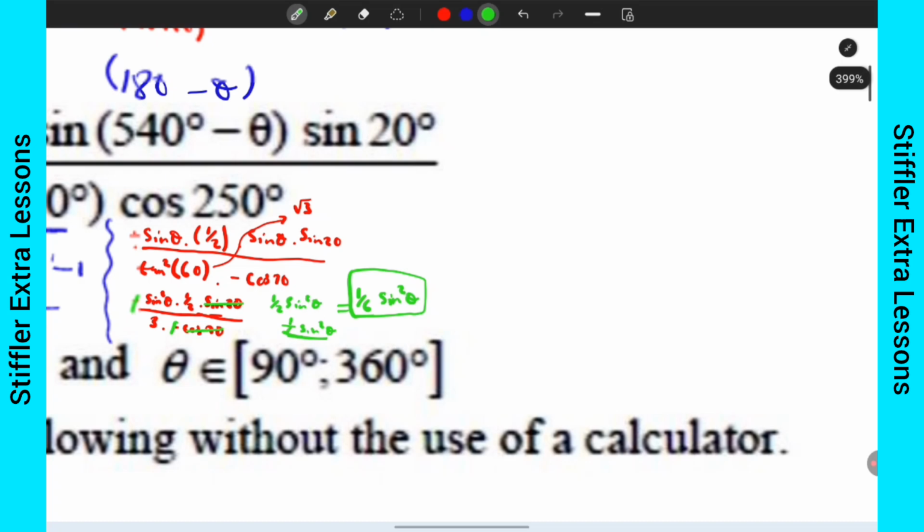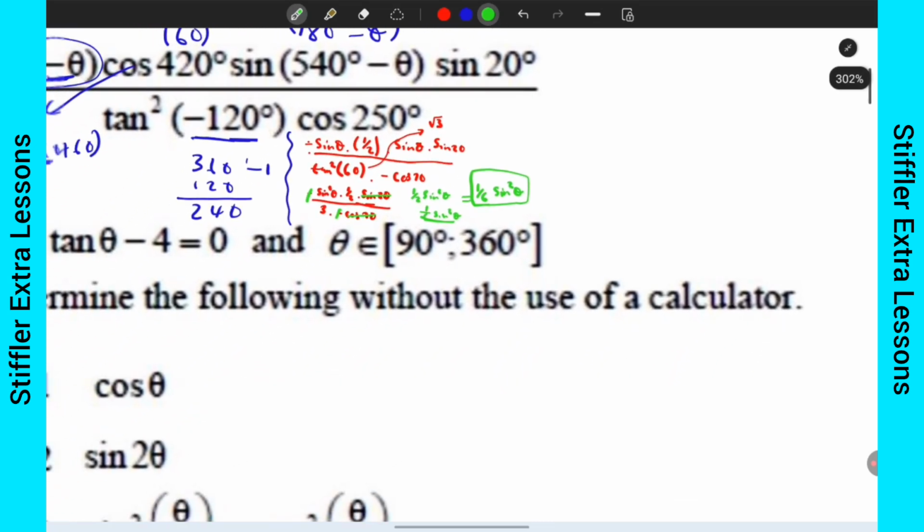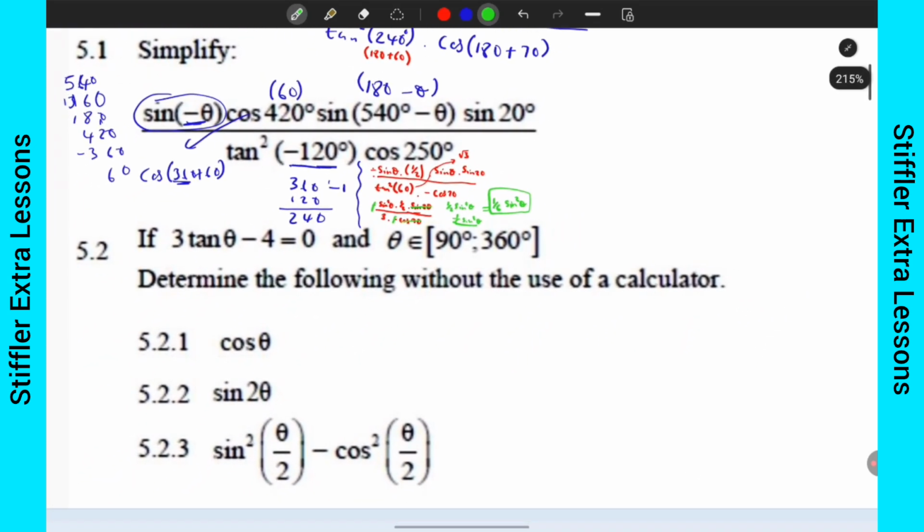So now let's move to our next question. In this question, it said that if 3 tan theta minus 4 is equal to 0, and theta is an element of that interval. To solve that, we first need to take the ratio to one side and all the numbers to the other side, right? So 3 tan of theta is equivalent to 4, taking 4 to the other side, and now we can divide by 3, so it means that our tan of theta becomes 4 over 3.